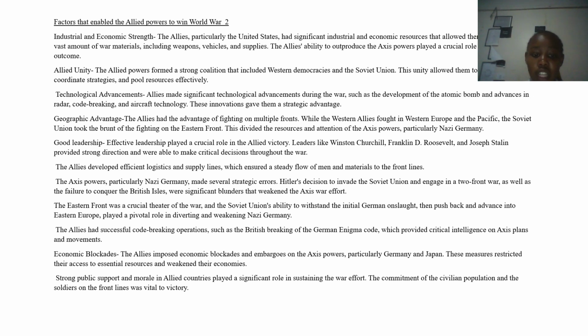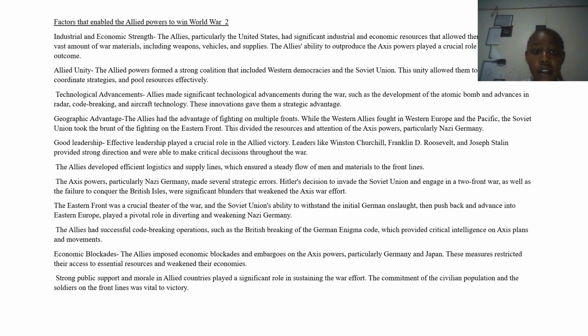Then there was also the economic blockade, whereby they had blocked Germany from accessing any weapons from any other nation. Then the strong public support. More public support went to the Allied powers, hence Germany was not as supported, hence they ended up losing the war.